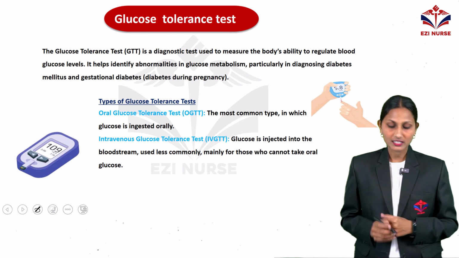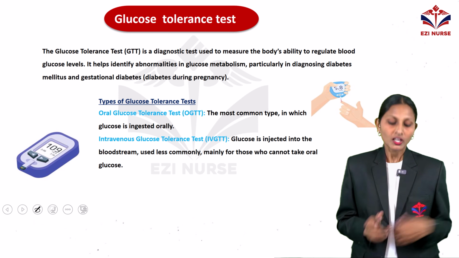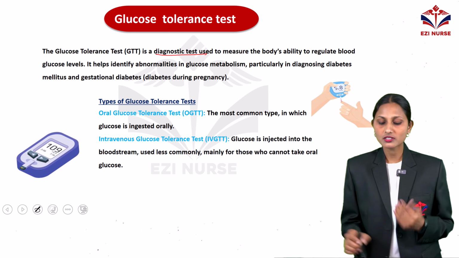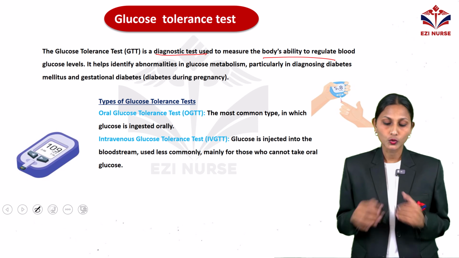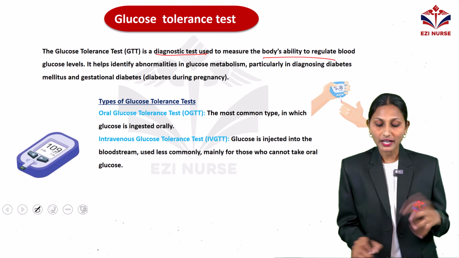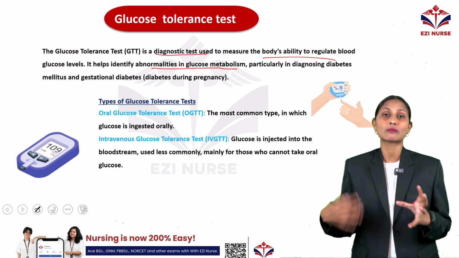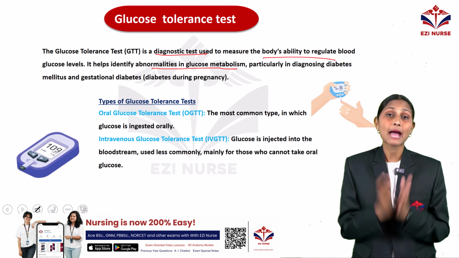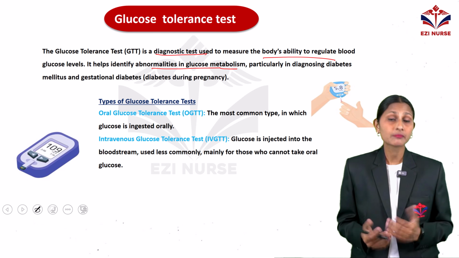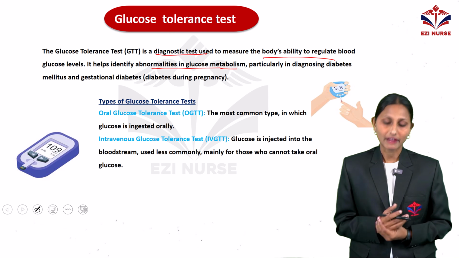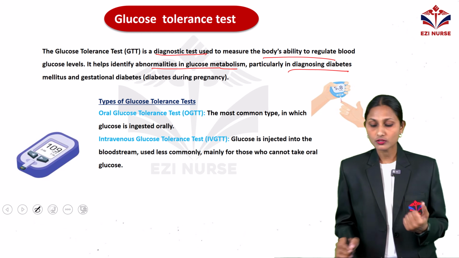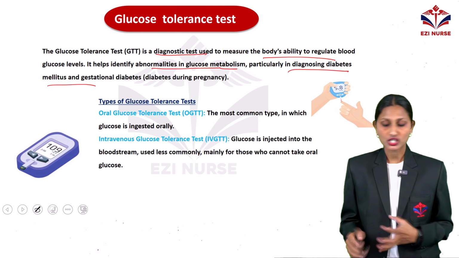Next we will discuss the glucose tolerance test. The glucose tolerance test is a diagnostic test used to measure the body's ability to regulate blood glucose level, right? It helps to identify abnormalities in glucose metabolism. If there is any abnormality in glucose metabolism, with the help of the glucose tolerance test we can identify that, particularly in diagnosing diabetes mellitus and gestational diabetes.